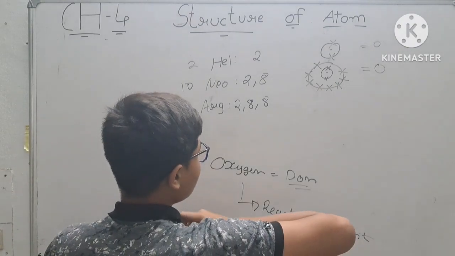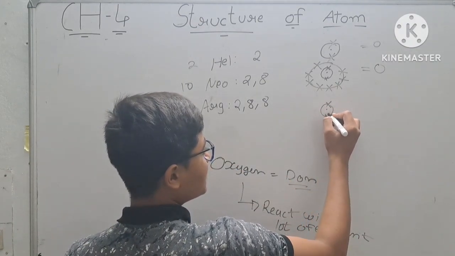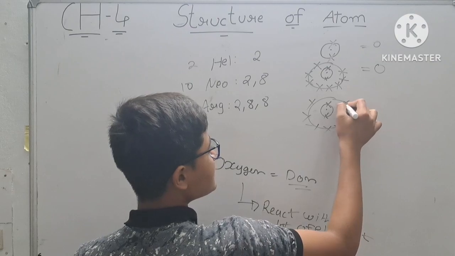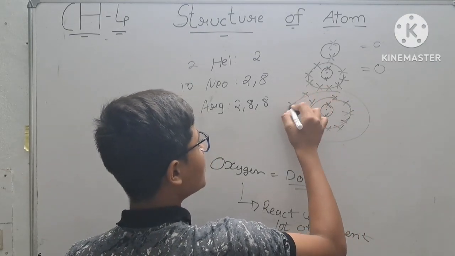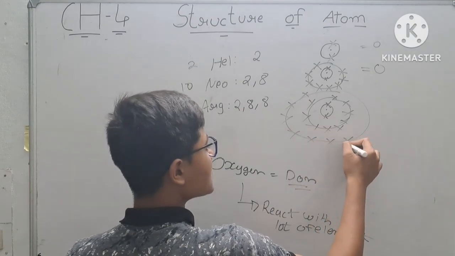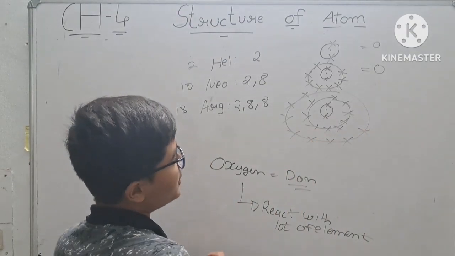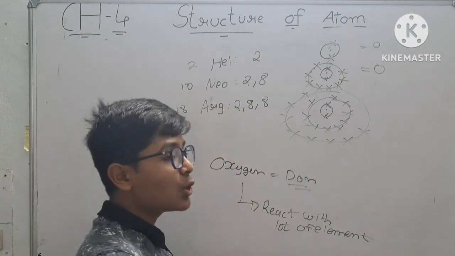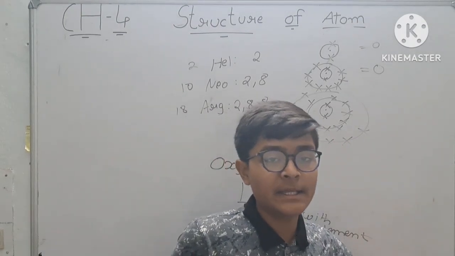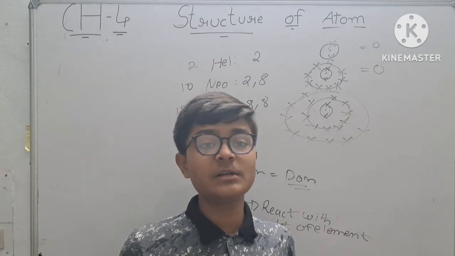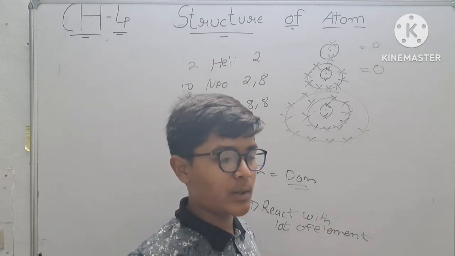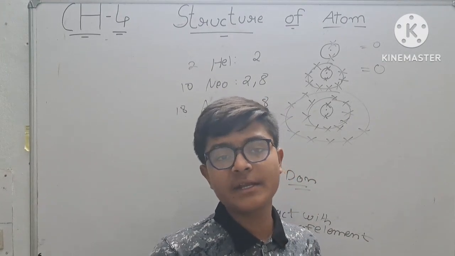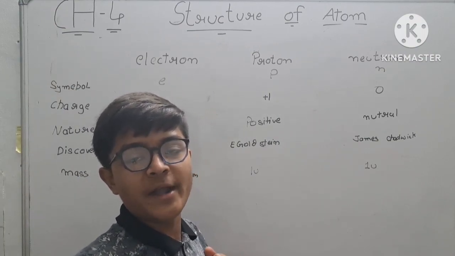Okay, so first of all, the second shell is full, then 1, 2, 3, 4, 5, 6, 7, 8. I have just drawn a rough drawing, so you don't draw like that. So the outermost shell of argon is also full. 2, 8, 8. As you know, the maximum number of electrons that can be accommodated in the outermost shell is 8 electrons. So its outermost shell is full, so it will not react with another. So guys, we have just completed valency.